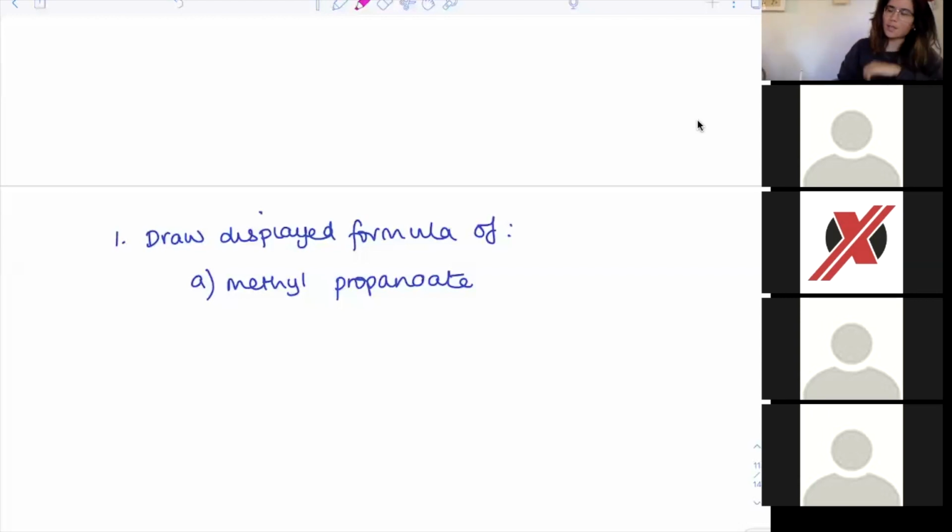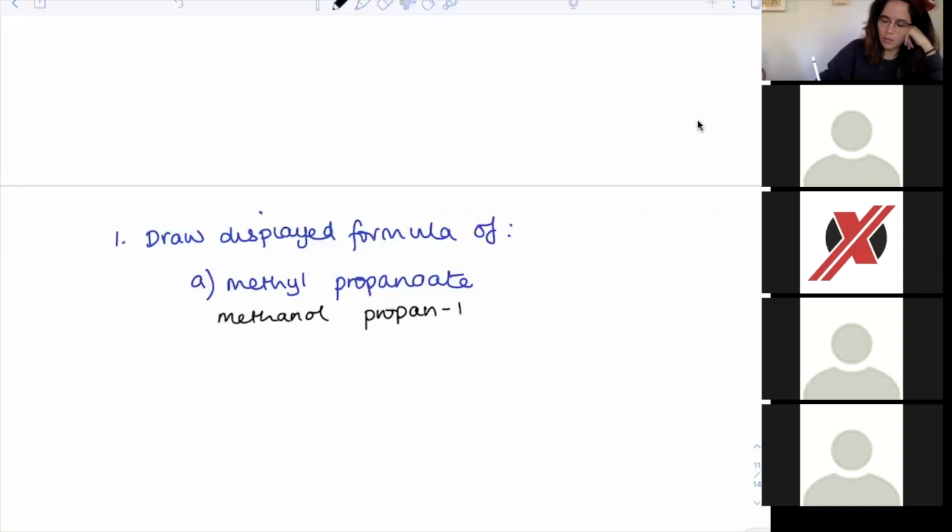Okay, so this might seem quite a long-winded way of approaching this question, but I think you have to do it this way in order to make sure you don't make any mistakes. So first of all, you want to identify the alcohol that this was made from. So that's methanol. And the carboxylic acid was propanoic acid.